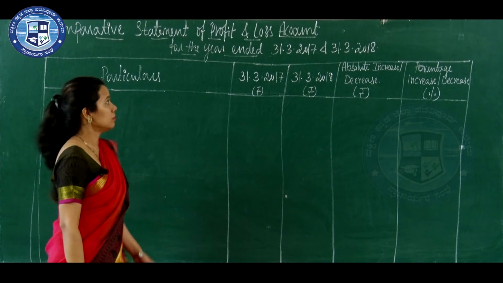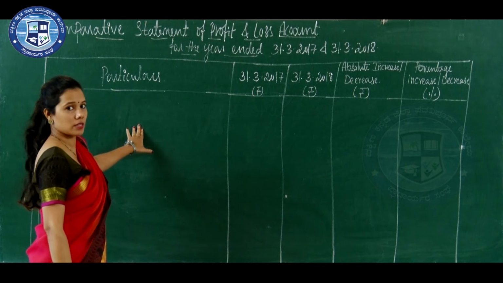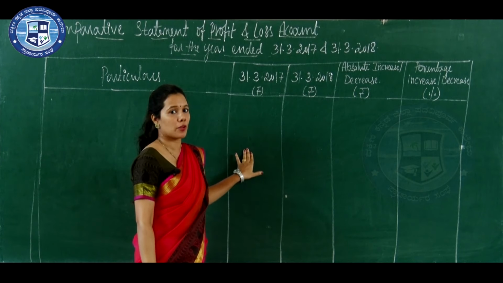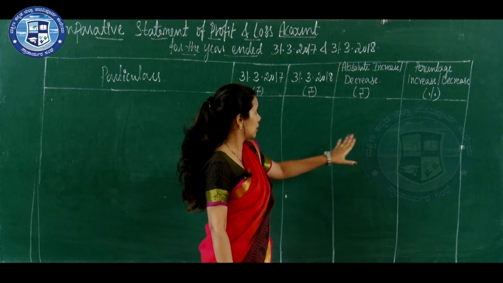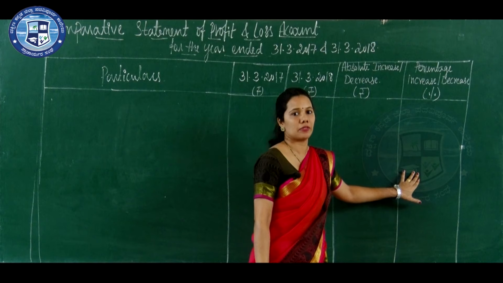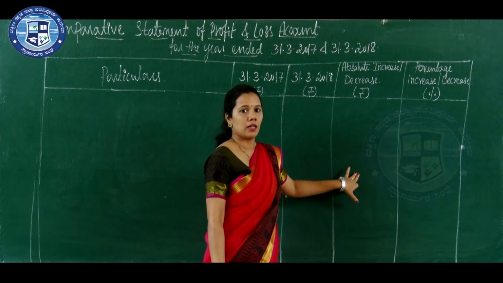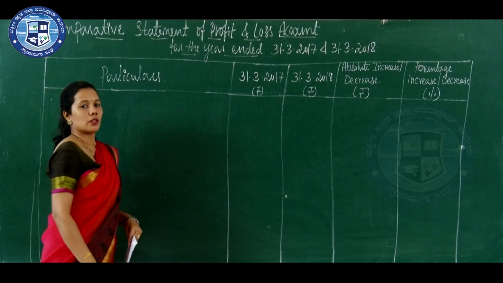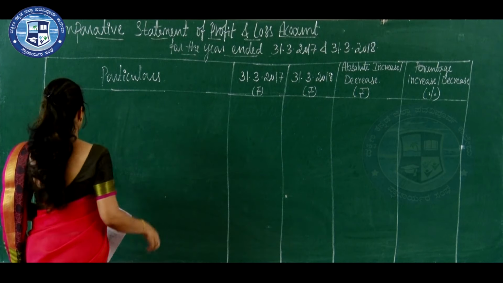So this is your statement of profit and loss format. Particulars, 33 2017, that is previous year information. 33 2018 to write current year's information, then absolute increase or decrease, and finally percentage of increase or decrease. So the first three columns are denominated in rupees and the last one in percentage. So first write all the income of the business.